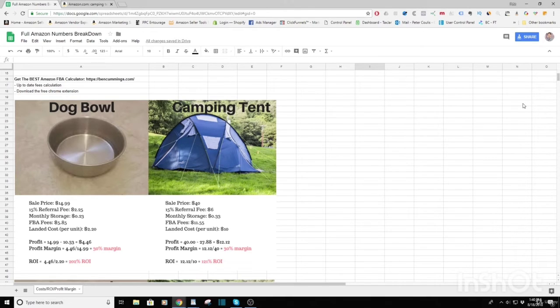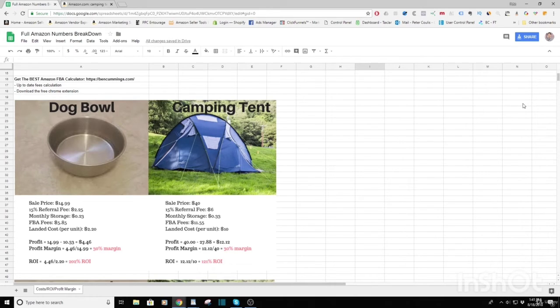the ROI. So 202% for the dog bowl, but for the camping tent, look at how high our landed cost is compared to the dog bowl. It's $10 compared to $2.20, and it's killing us for this example, right? Because if we take 12 profit divided by 10, we're only at a 121% ROI. Big difference from the dog bowl. It's almost half. I mean, that's a massive difference.